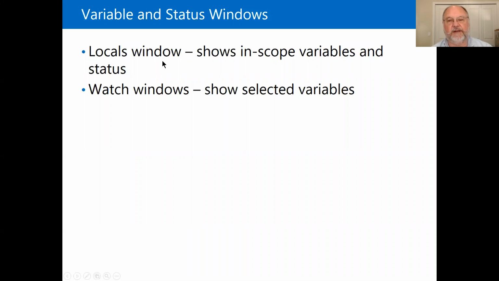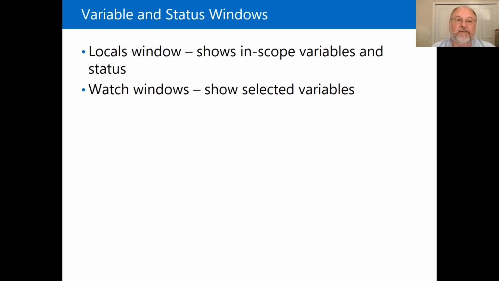We also have a bunch of windows. Two are really worth noticing. One is called the locals window. And you may or may not have seen it and paid attention to it, but the locals window is visible while the package is running in debug mode. And it displays for you all of the variables that are currently in scope and what their values are. If a variable is not in scope, it won't show up in the locals window.